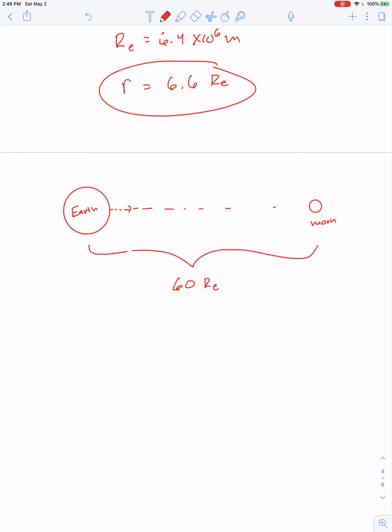So, the distance between the Earth and Moon is 60 Earth radii, but the distance for a geosynchronous satellite is equal to 6.6 Earth radii, which means from the center of the Earth, it's 6.6 Earth radii. But from the surface of the Earth, it would then be 5.6 Earth radii. So it's pretty far. I guess it represents roughly 10%, a little more than 10% of the distance to the Moon is the distance to a geosynchronous satellite.